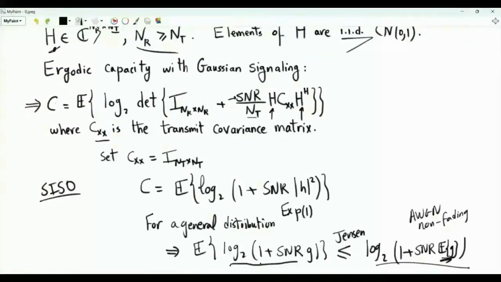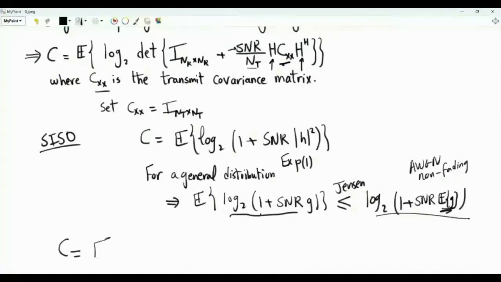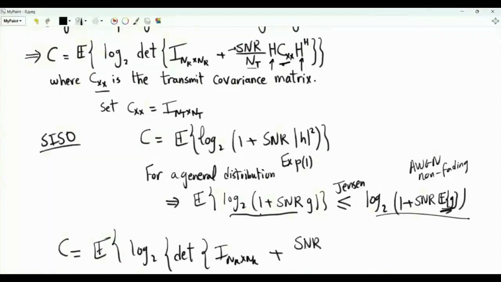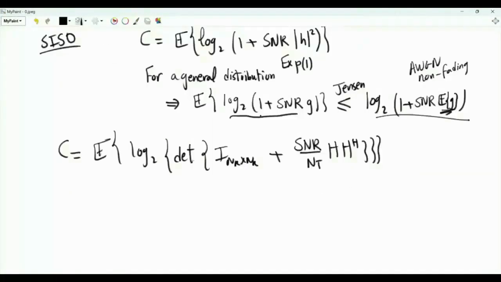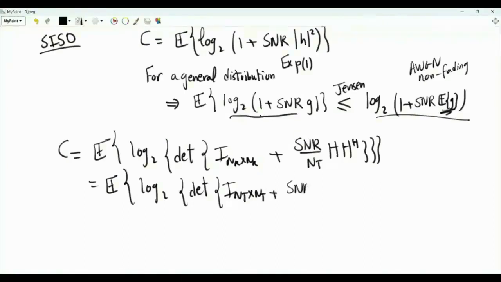Our first step in lower bounding C is to ignore the optimization over the transmit covariance matrix and just set it equal to identity. So C is the expectation of log 2 of the determinant of identity of size NR by NR plus the average signal to noise ratio per receive antenna over the number of transmitters, times H H Hermitian. We can employ Sylvester's determinant identity, which implies that this determinant can be rewritten as the determinant of an NT by NT matrix. Recall that we take NR to be greater than or equal to NT: identity plus SNR over NT, and then we have H Hermitian H.